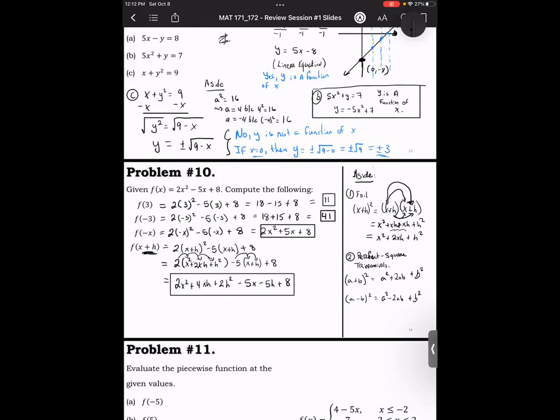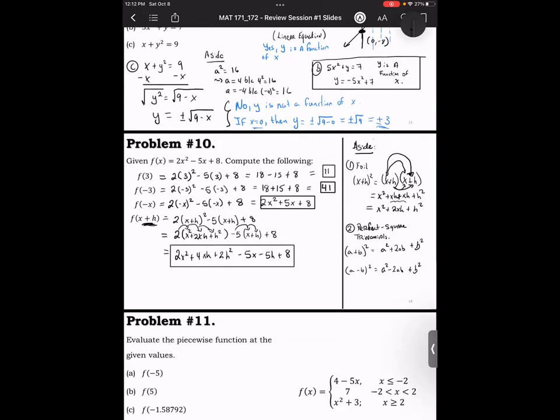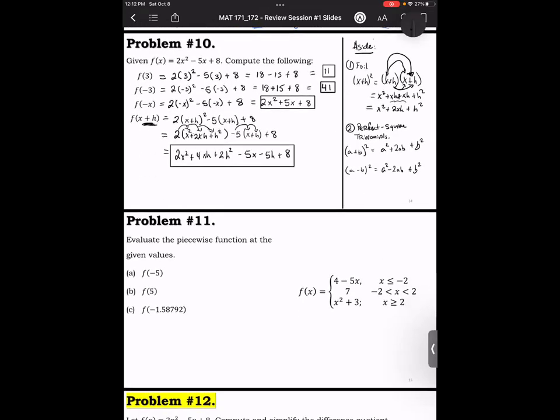Okay, let's continue. Let's look at problem 11. Problem number 11 states to evaluate the piecewise functions at the given values. I don't know if you guys have worked with piecewise functions yet, but on the final exam, you will be expected to graph piecewise functions. So for now, I want to show you how to evaluate them, which is very similar to problem number 10.